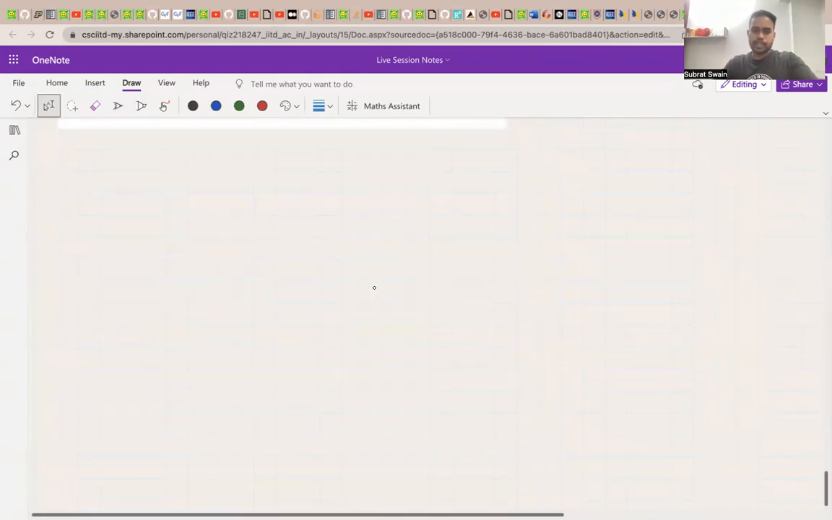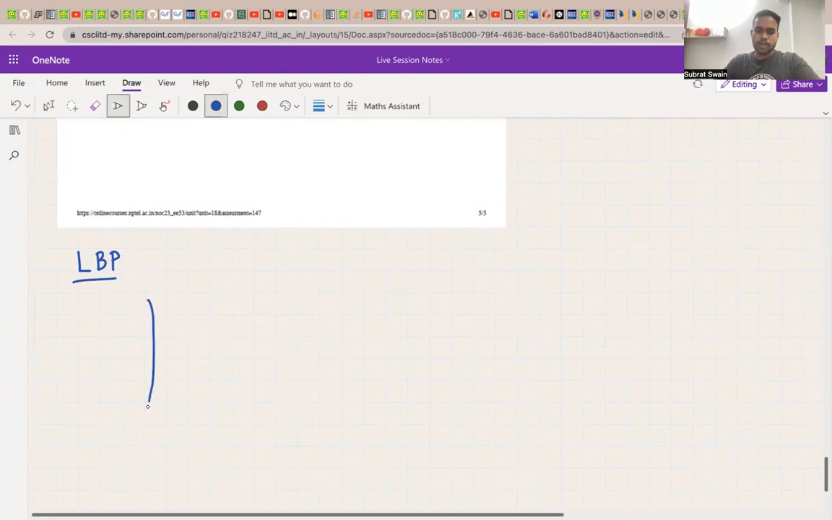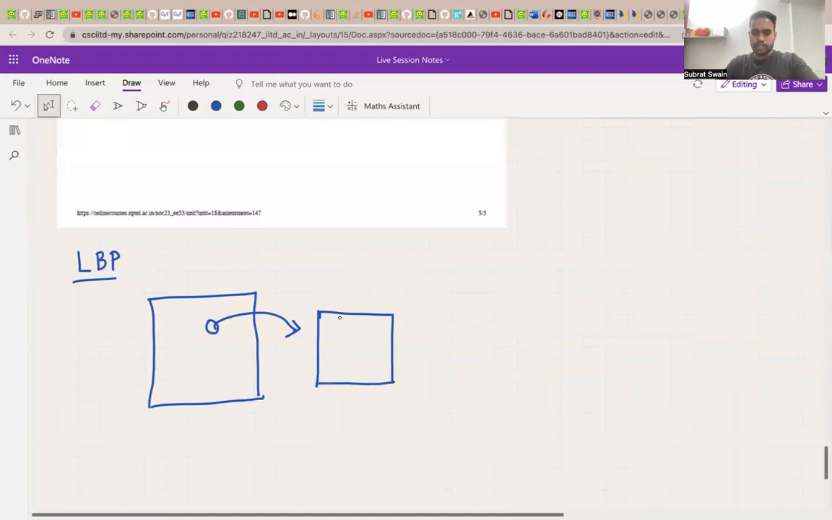Okay, so I'll just explain for the sake of everyone. Local binary patterns. What local binary pattern says is that suppose this is the image and you picked a small region here, and that region has values like this: 5, 4, 2, 3, 7, 6, 9, 8, 1. So what you will do is take the center element, 5.